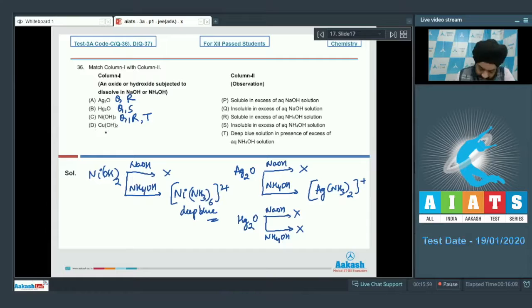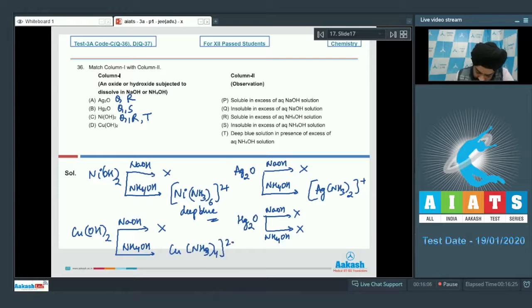If we talk about the last one, which is Cu(OH)2, this will also be insoluble in excess NaOH. If we talk about its reaction with ammonia or NH4OH, we're going to have the formation of [Cu(NH3)4]2+, which is also deep blue in color. Okay, so this has to be matched with Q, that it is insoluble in NaOH. It has to be matched with R, that it is soluble in excess NH4OH, and it has to be matched with T, which says that it has a deep blue coloration in presence of excess of ammonia. So students, we have the correct matching for this question.